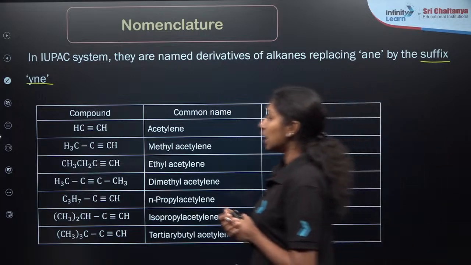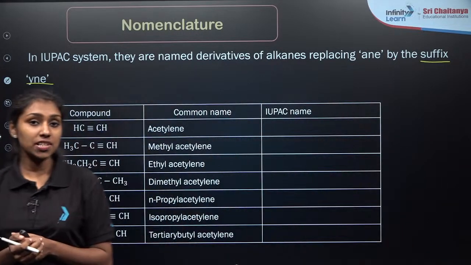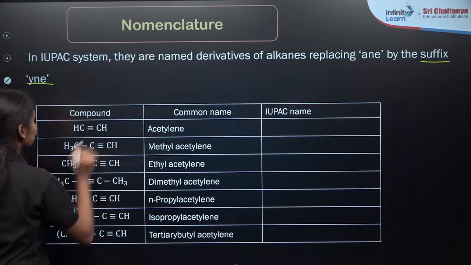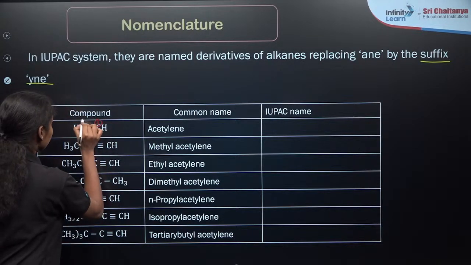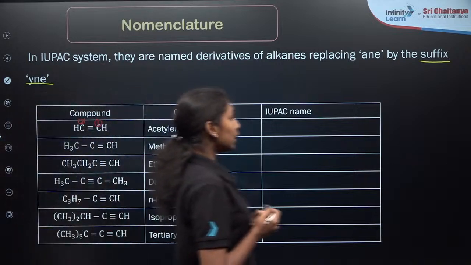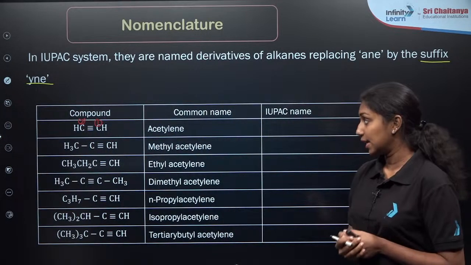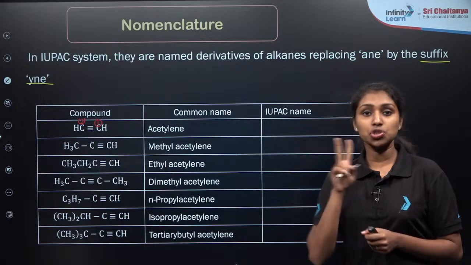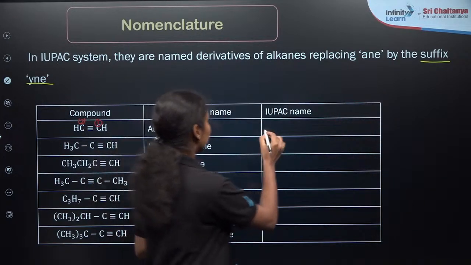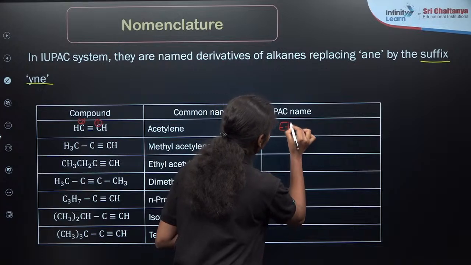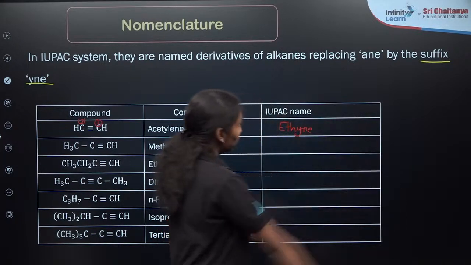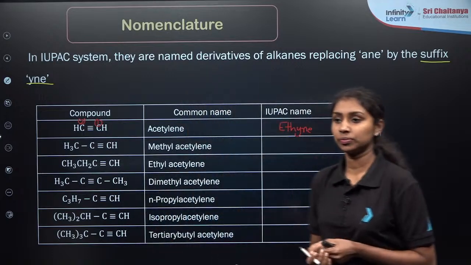So let us start with naming the first compound, CH triple bond CH. How many carbons are present there? 2 carbons, right? The common name for this compound is acetylene. According to IUPAC, since it contains 2 carbons the root is eth, and the suffix should be yne. So the compound name will be ethyne. Clear?